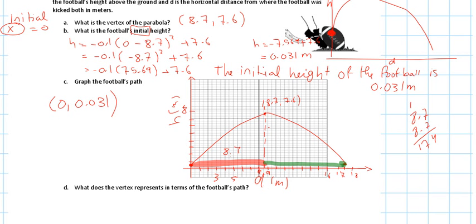Does that make sense? So to find that D value, I just basically took the 8.7 and added another 8.7, because I know that this distance right here is 8.7, right? From 0 to 8.7, that's 8.7. If I add another 8.7 to it, that takes me to the 17.4. And then my height is the same as that height, which is 0.031. Okay?